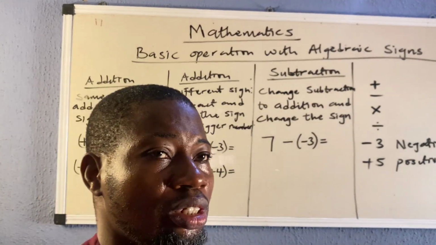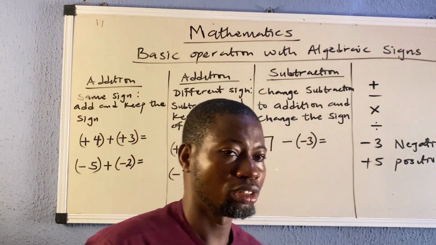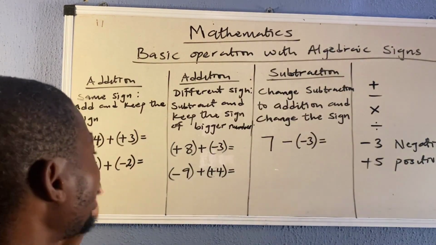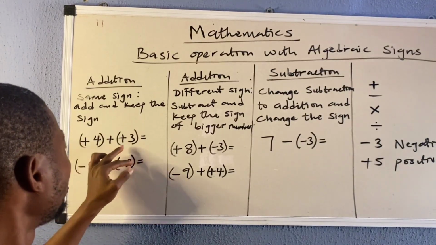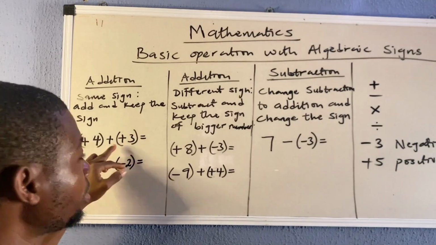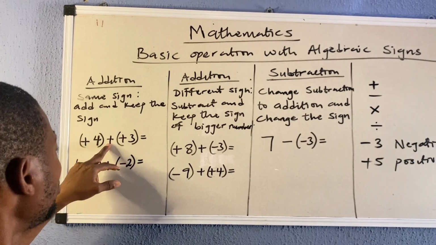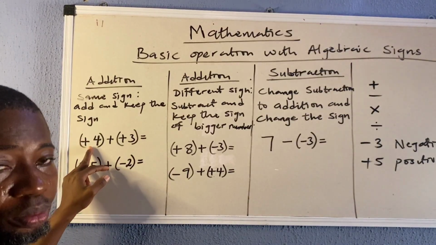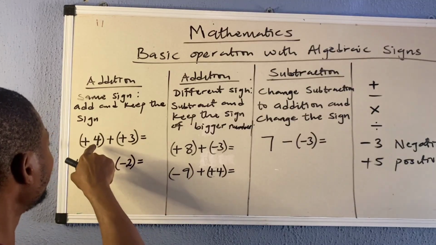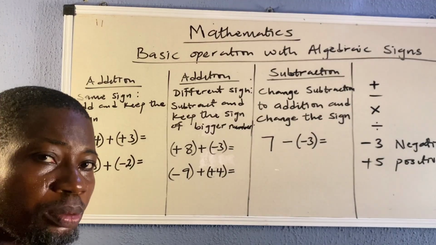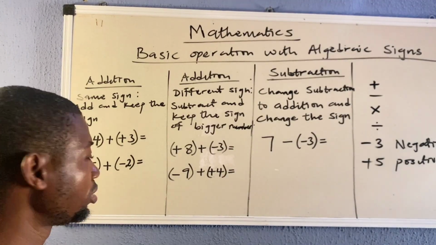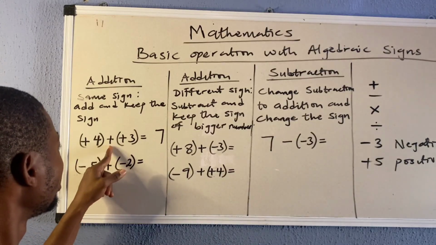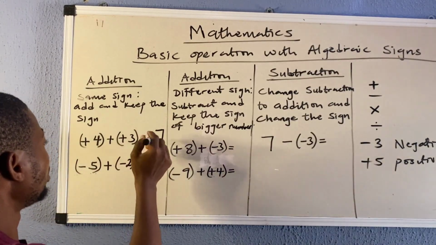For addition, if we have the same sign, there is a standing rule for it, and the standing rule is that you add and keep the sign. That is, when you have two numbers with the same sign, this one is a positive number, this one is another positive number, and we want to add the two positive numbers together. So what we are going to do there is to add and keep the sign. We are going to add 3 and 4. What is 3 plus 4? 3 plus 4 is 7. So we write the sum down, then we keep the sign. What's the sign that we have there? Positive.